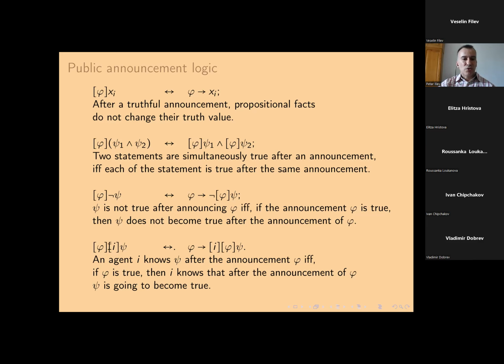And then you have this rewriting rule here. Basically, if you're given a formula with public announcement operators, you can start pushing these public announcement operators inside the formula until they appear in front of propositional variables only, and then use this rule to eliminate the public announcement completely.